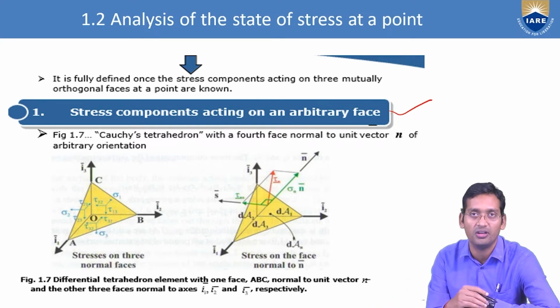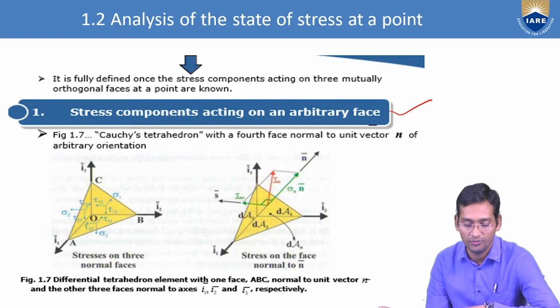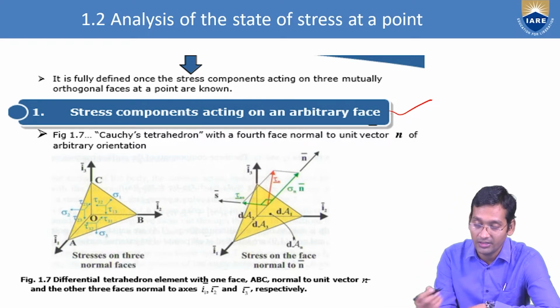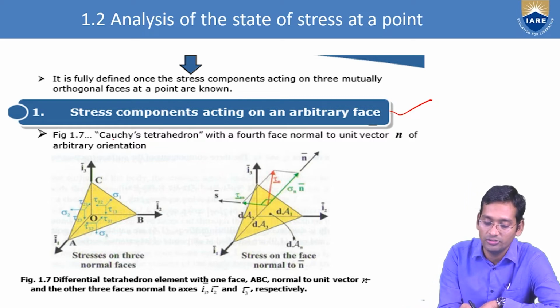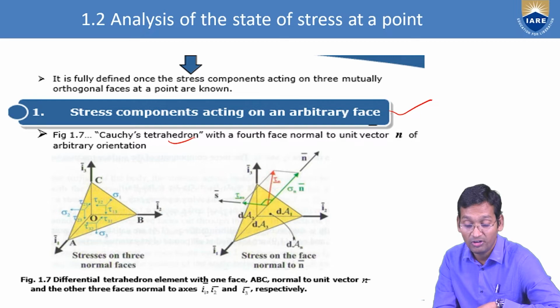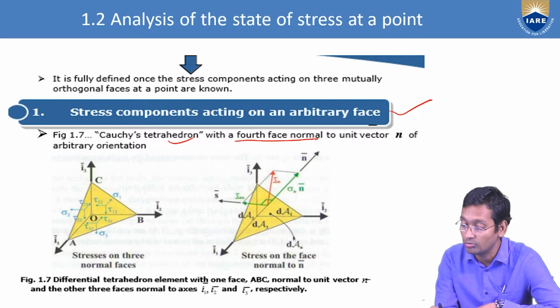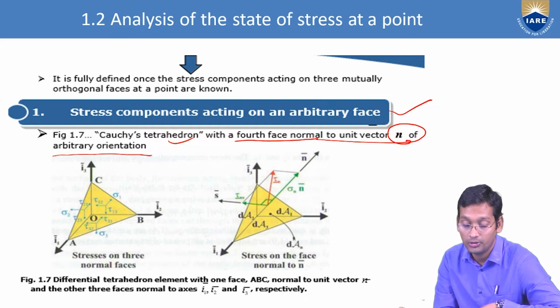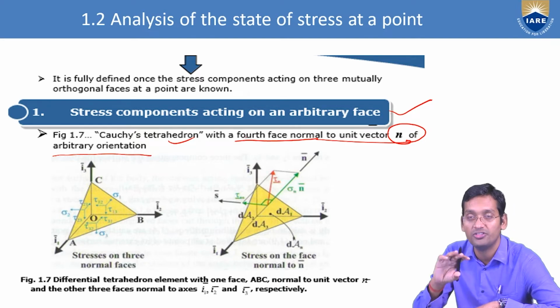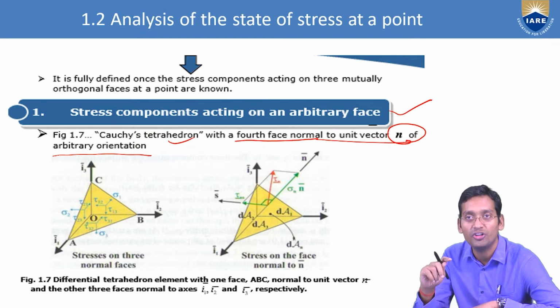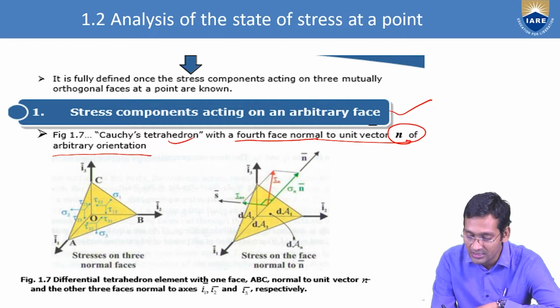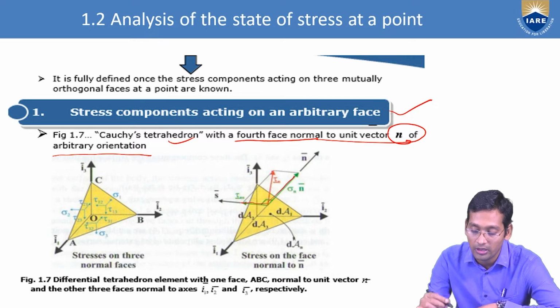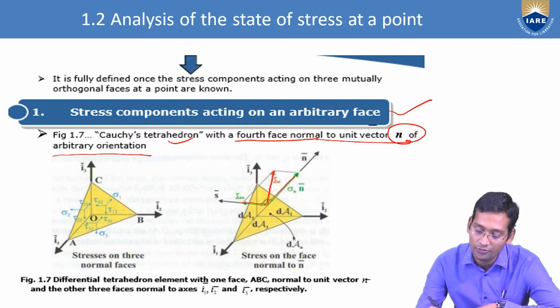It's not necessary, but it should be fixed. It's not like we consider the left face and then go for the right face. Who found that? That was Cauchy, so that's why it is called the Cauchy tetrahedron. What is that? A tetrahedron with a fourth face normal to unit vector n, of arbitrary orientation. So now any particular force will be there, just start rotating about that particular face. See, these three are there, now this fourth one we are taking. In this direction, the resultant of these two by the parallelogram law, we can say this is the resultant of what?